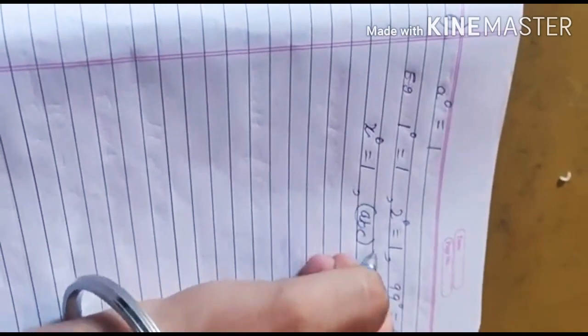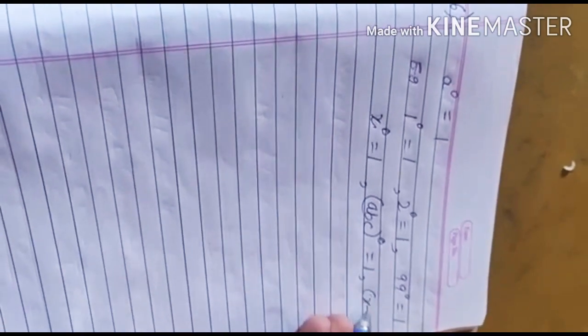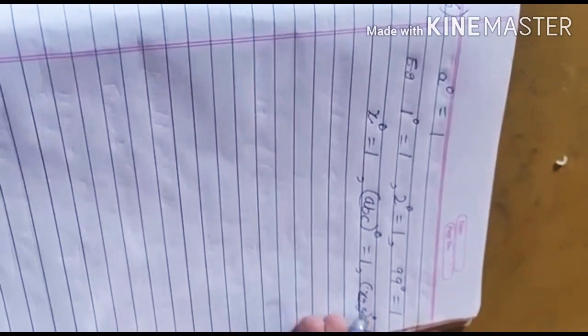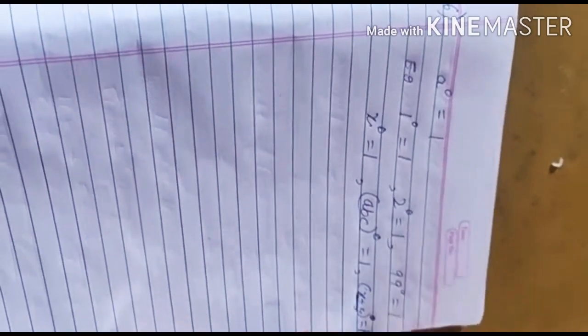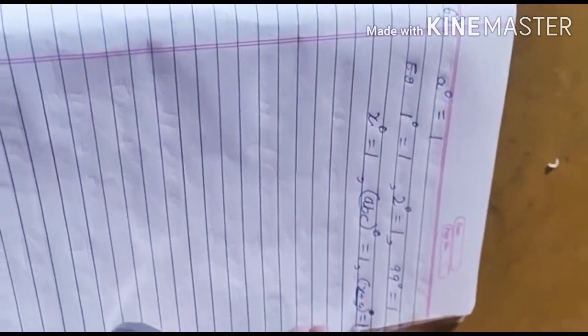abc to the power 0, it is 1. (x plus y) to the power 0, it is 1. Means the whole term's power should be 0, then we can write it as 1.